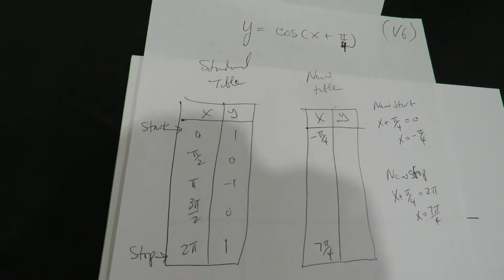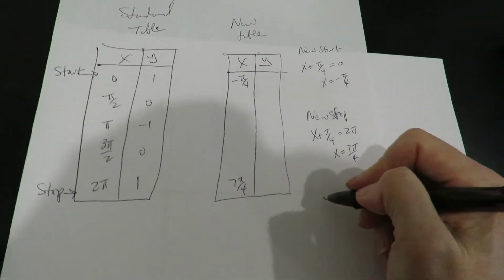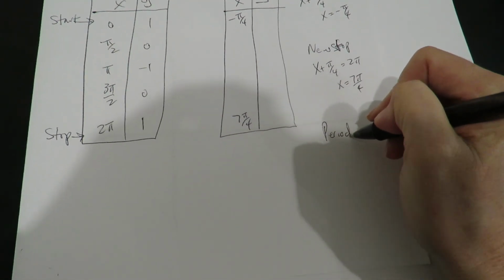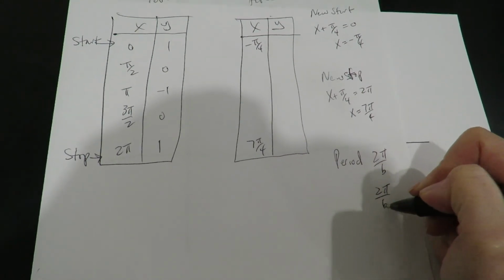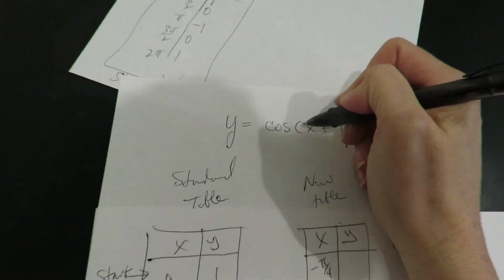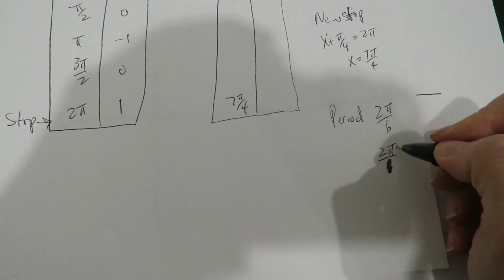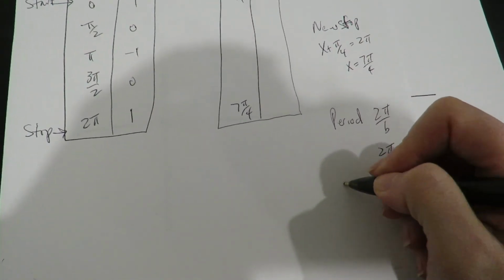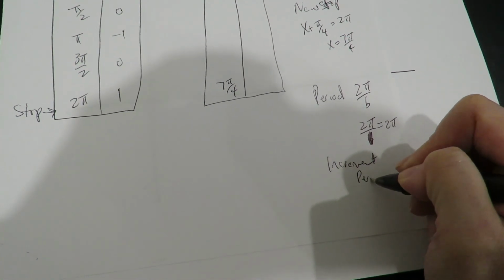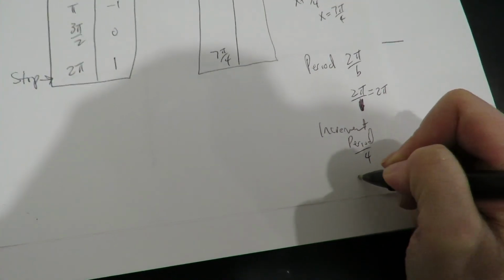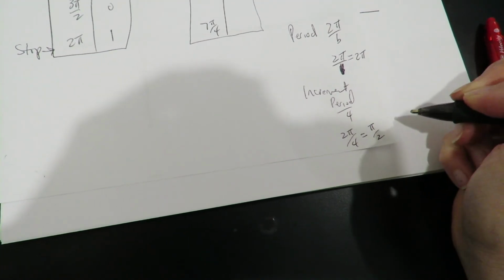And like I said before, the increments are still pi over 2 because the period is still 2 pi, right? Remember, the formula for the period is 2 pi over b, but b in this case is 1 because if there's nothing there, we assume it's a 1. So the period is still 2 pi. When you do the increment, remember the formula for that is the period over 4. So 2 pi divided by 4 is still pi over 2.